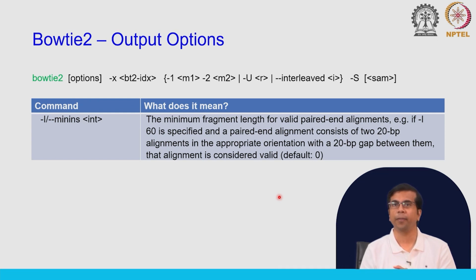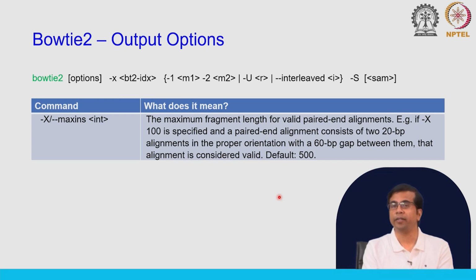Okay. So, let us say you have 2 paired end reads, and you have a 20 base pair alignment for both in both directions, and you have a 20 base pair gap between them. This will be considered a valid alignment. The default value is 0, so we do not usually impose any minimum fragment length, and we usually would not change this either.